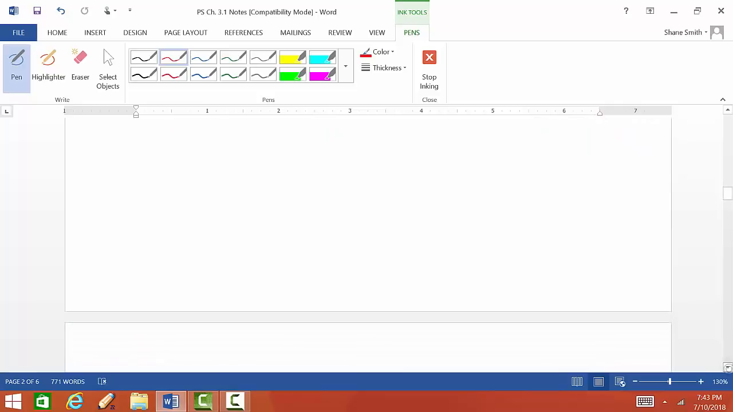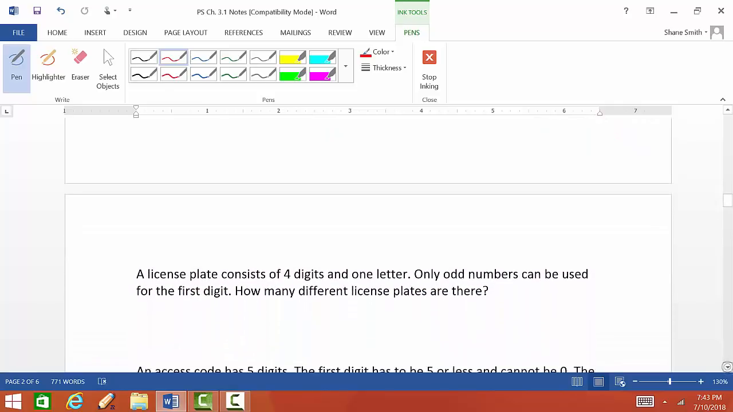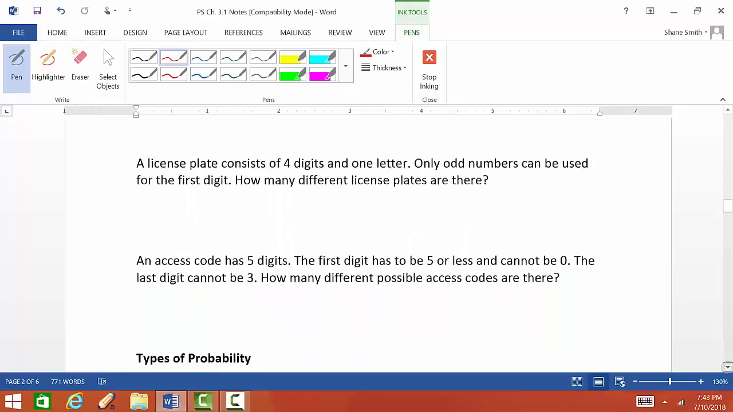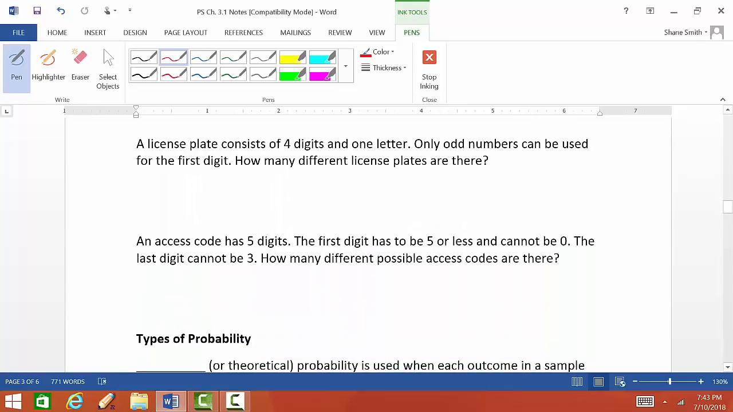Okay, so we can use this fundamental counting principle in a couple other situations. For example, let's say we have a license plate that consists of 4 digits followed by only 1 letter, and only odd numbers can be used for the first digit. How many different license plates are there? Well, what I like to do for these types of problems is draw a line for each character that we have. So for the first character, that's a digit, and the digit is only odd. Well, there's 5 odd numbers, right? 1, 3, 5, 7, 9. So I'll put a 5 here.